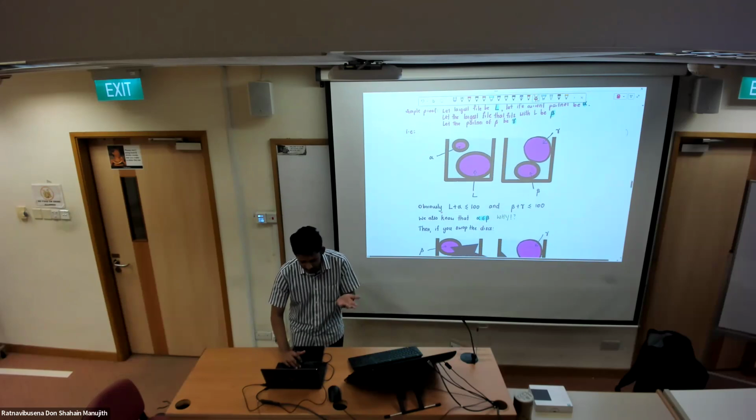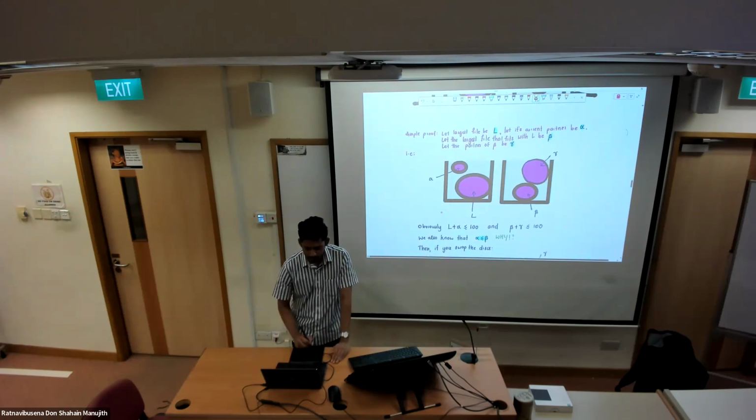Okay, so now let's see what happens. First of all, you must realize that L plus alpha must be at most 100. I mean, clearly they fit on one disk, since this is a valid solution. And beta plus gamma is also at most 100, because again, this is a valid solution and these two must fit on one disk. And we also know that alpha is at most beta.